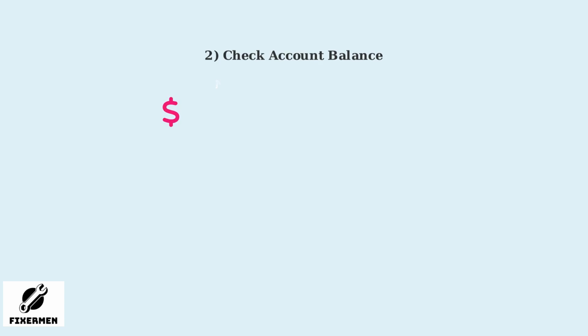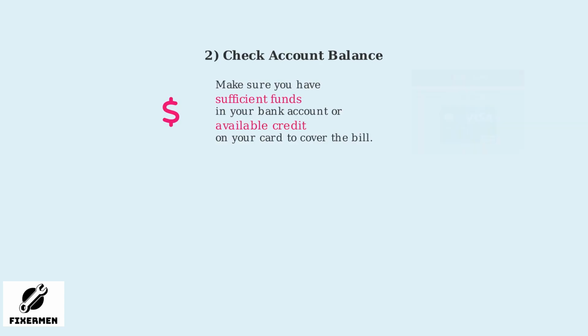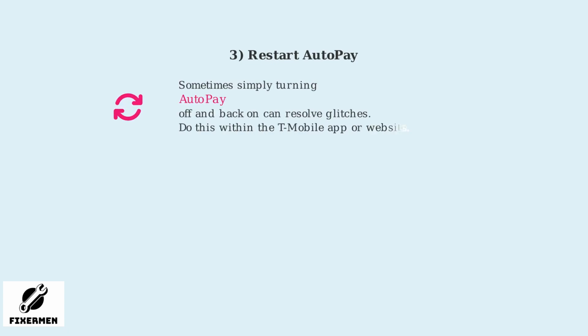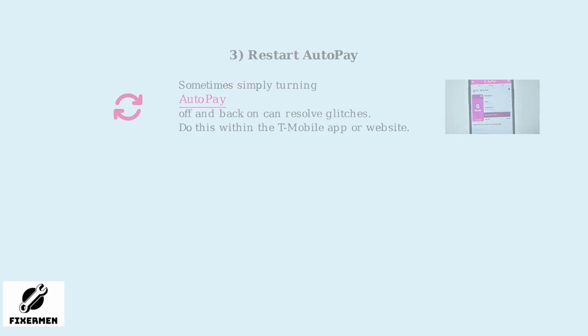Second, check account balance. Make sure you have sufficient funds in your bank account or available credit on your card to cover the bill. Third, restart AutoPay. Sometimes simply turning AutoPay off and back on can resolve glitches. Do this within the T-Mobile app or website.